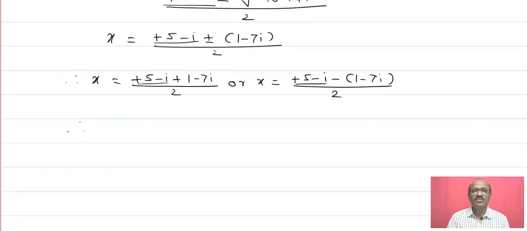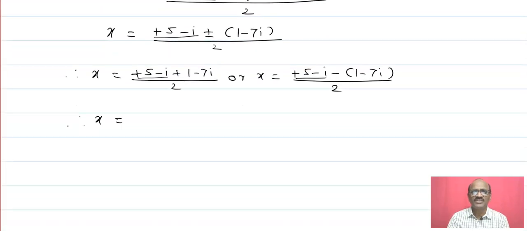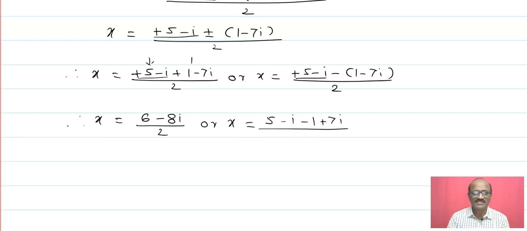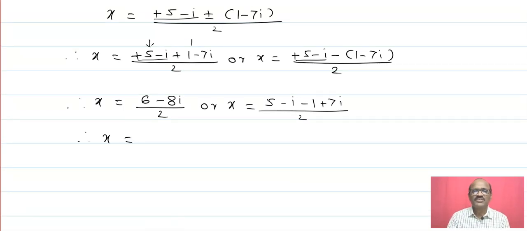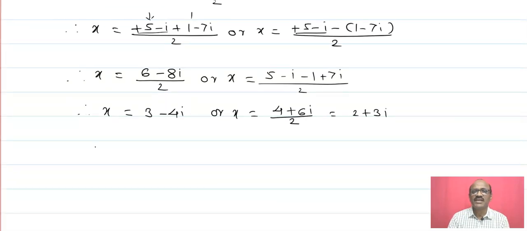Therefore, problem is big problems, a small concentration. If it is deflected, then your whole problem will not get the proper answer. Therefore, x is equals to, I have changed there, that is 5 minus i, 1 minus 7i, 5 minus i minus in bracket 1 minus 7i upon 2. Therefore, x is equals to 6 minus 8i upon 2, or x is equals to 5 minus i minus 1 plus 7i upon 2. Normal simplification is there.